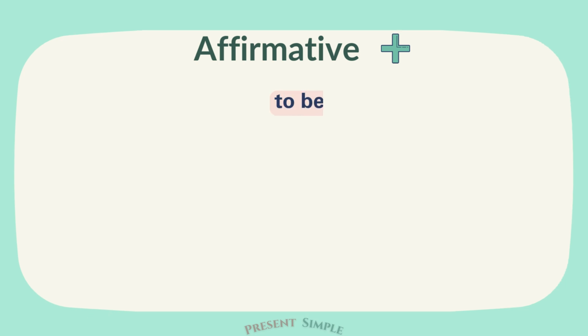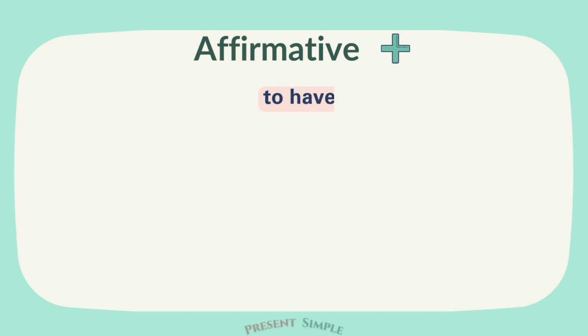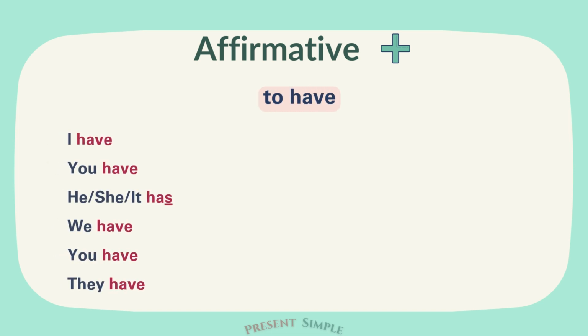Now let's look at the forms of the verb to be in present simple. We will use these forms if our base verb is the verb to be. And these are the forms of the verb to have.